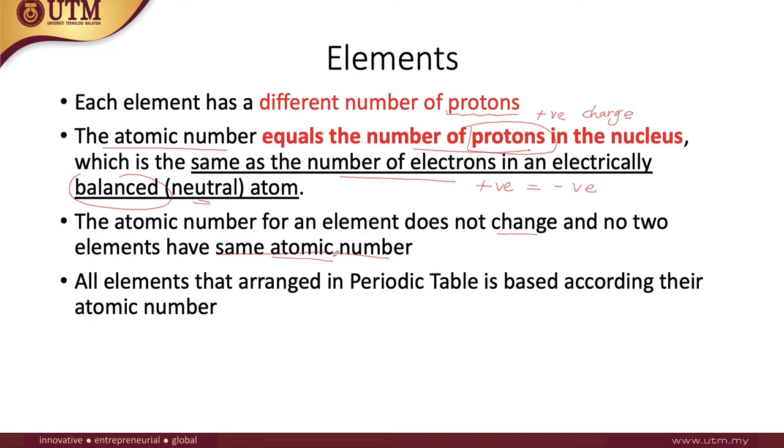So the atomic number for an element does not change, and no two elements have the same atomic number. So it's just like a sports team. In a sports team, each of the players has their own number, so there are no two players wearing or sharing the same number. Same as elements too. All elements are arranged in the periodic table according to their atomic number.